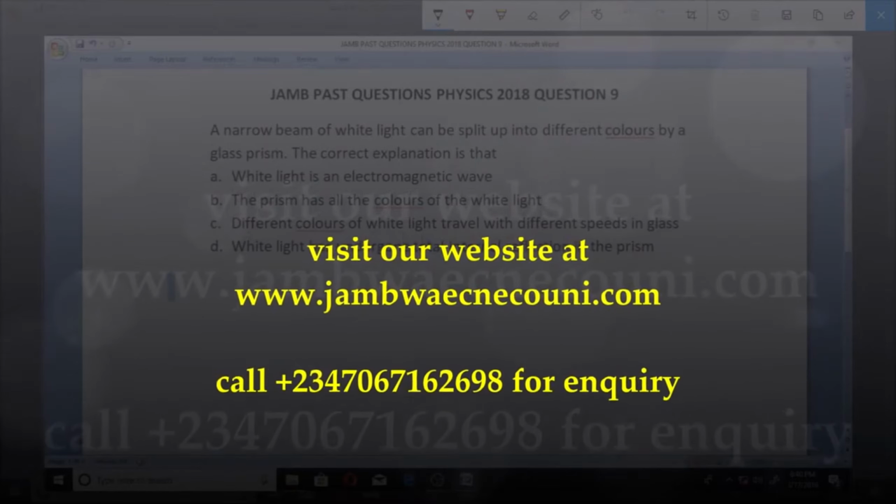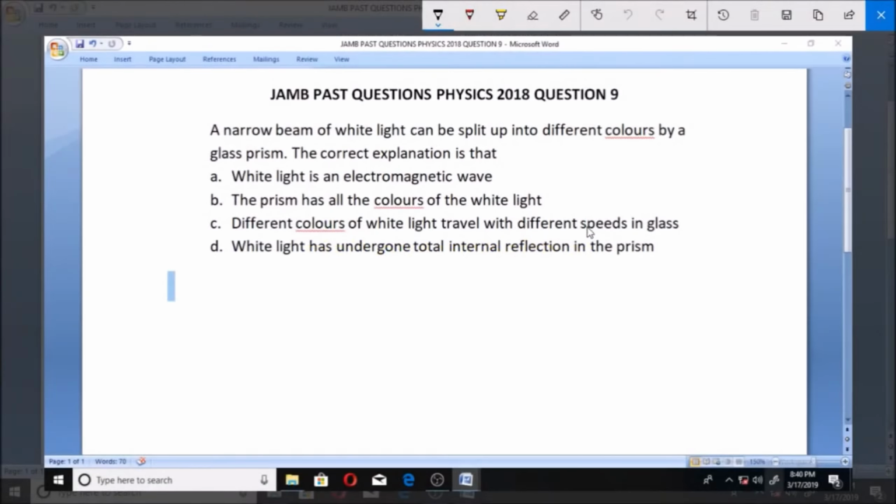Different colors of white light travel with different speeds in glass. D. White light has undergone total internal reflection in the prism. So what is the answer to this problem?